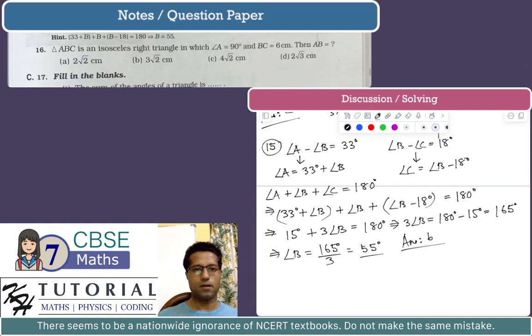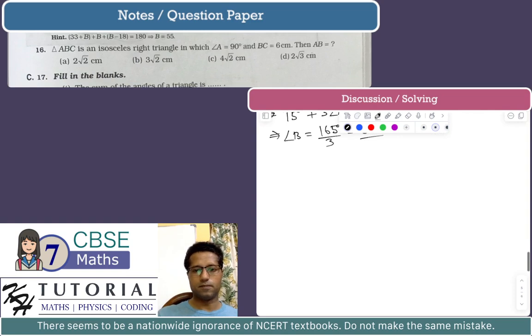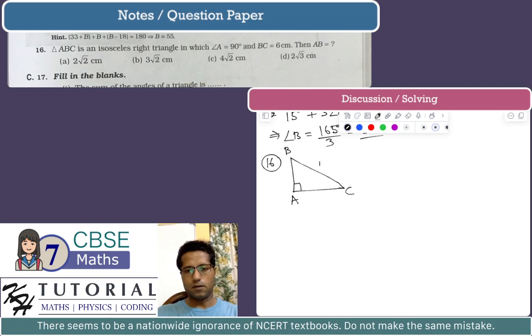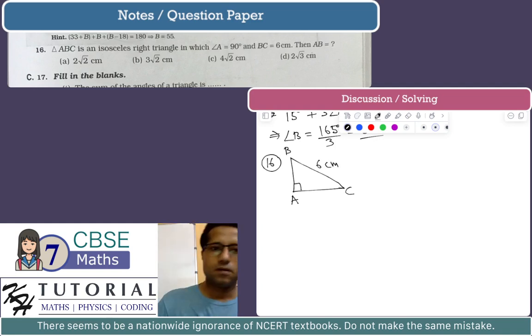Okay. So let's do problem number 16. It is given that a triangle ABC is an isosceles right angle triangle in which angle A is 90 degree. Okay. So we have a right angle triangle, let's say this is A, which is right angled at A. So angle A is 90 degree. BC, that is the hypotenuse, is 6 centimeter. Is an isosceles right angle triangle.